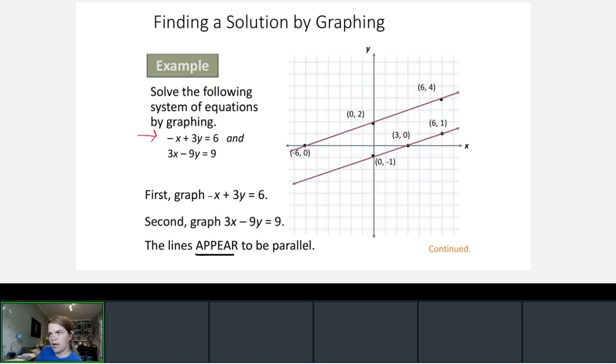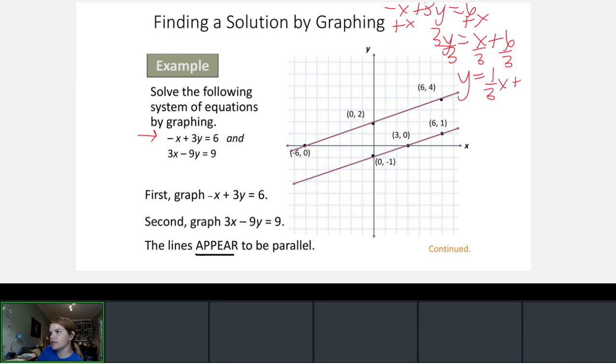So what I'm going to do is add x to both sides. So I had -x plus 3y equals 6. I'm going to add x to both sides. So I would get 3y equals x plus 6. Divide by 3, divide by 3, divide by 3. Y equals 1/3 x plus 2. So my slope for this first one is 1/3. Let's check and make sure that the slope is the exact same for this one down here.